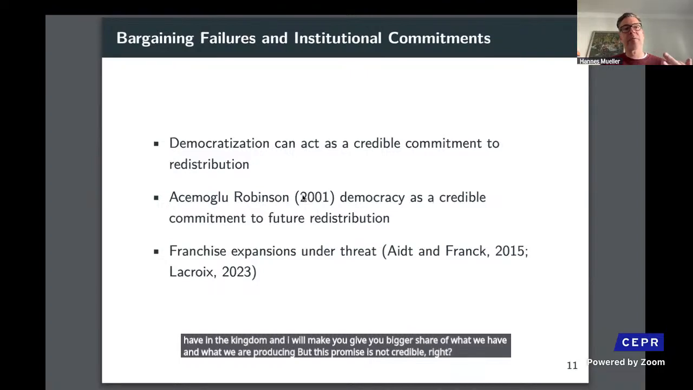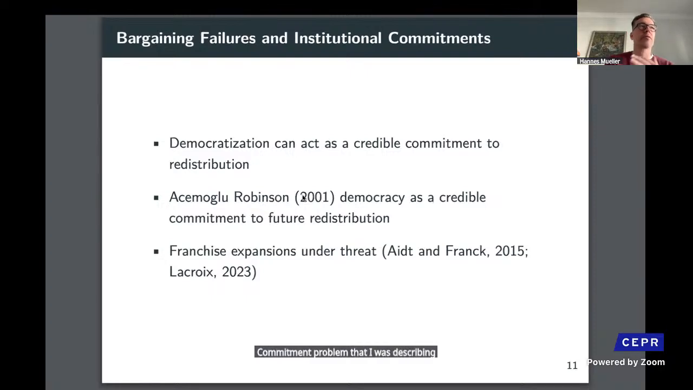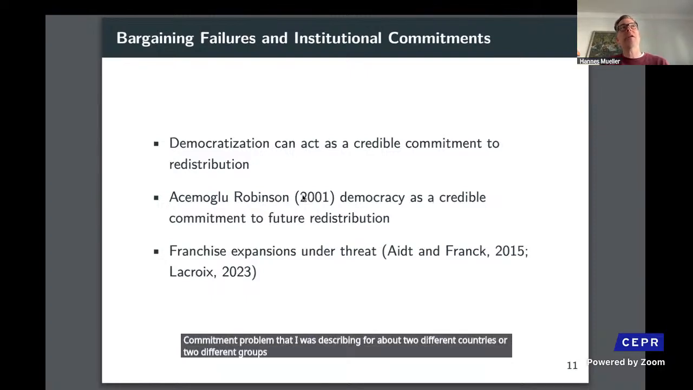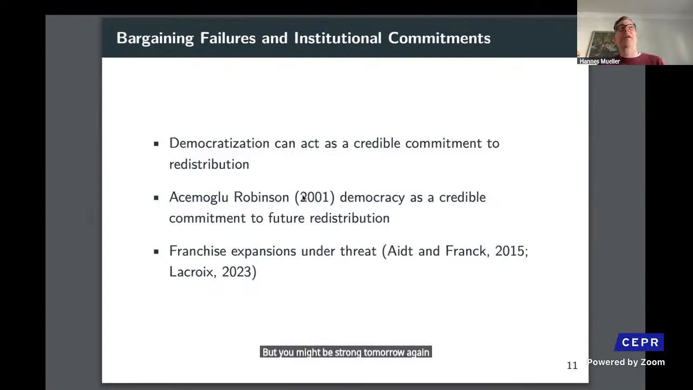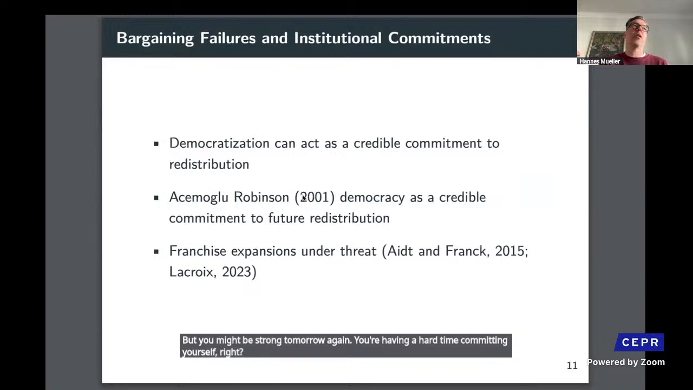Because it's exactly this kind of commitment problem that I was describing before about two different countries or two different groups, one being weak and one being strong. If you're weak today but you might be strong tomorrow again, you're having a hard time committing yourself, right? And so the king might want to agree to a better distribution of rents today, but the peasants know that tomorrow maybe the army is back from an expedition to France or something, and the military will be stronger, and then they will all be attacked again by the king, and so they cannot agree to this offer.